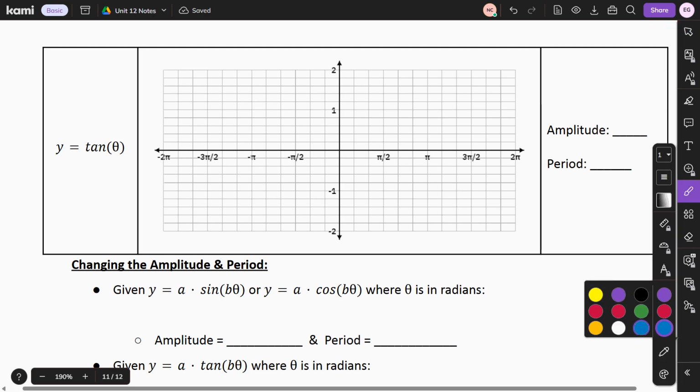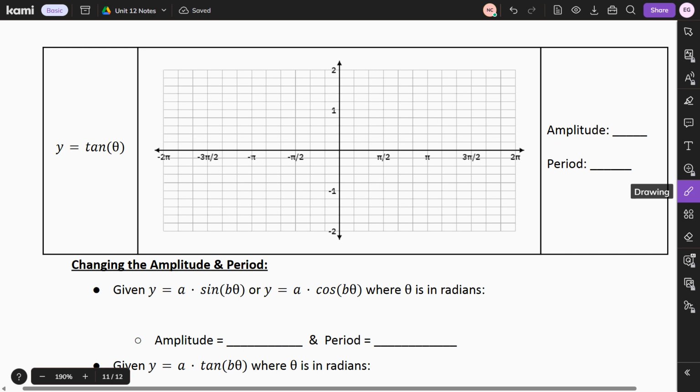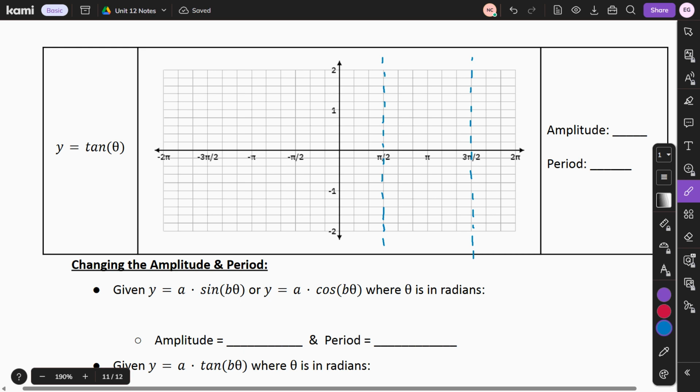Remember, along the unit circle, tangent is the y divided by the x. So anytime I have an x value of 0, my fraction becomes undefined, which means I'm going to have a vertical asymptote at those locations. So those spots where x is 0 are going to be at pi over 2. So I'm going to draw my asymptote here, and 3 pi over 2. Now let's complete the cycle that falls in between these two asymptotes.